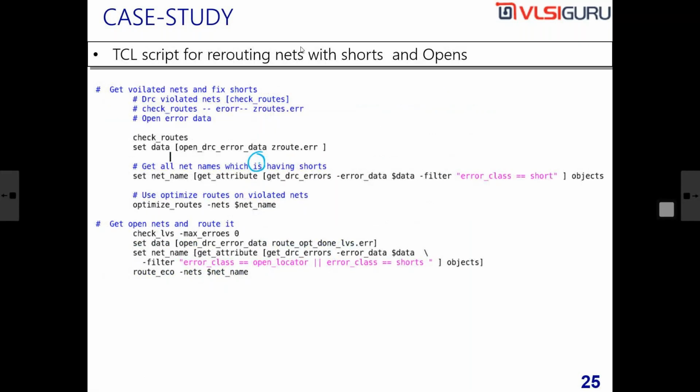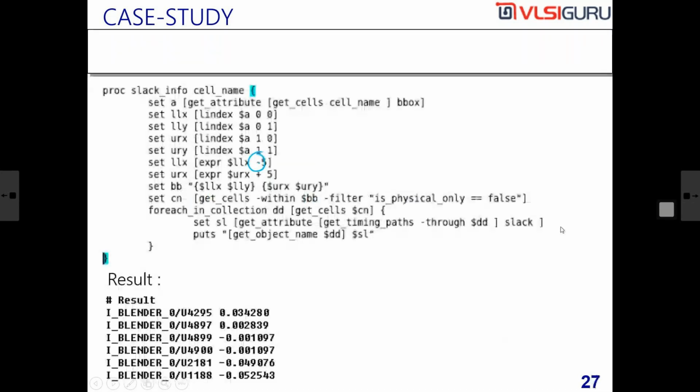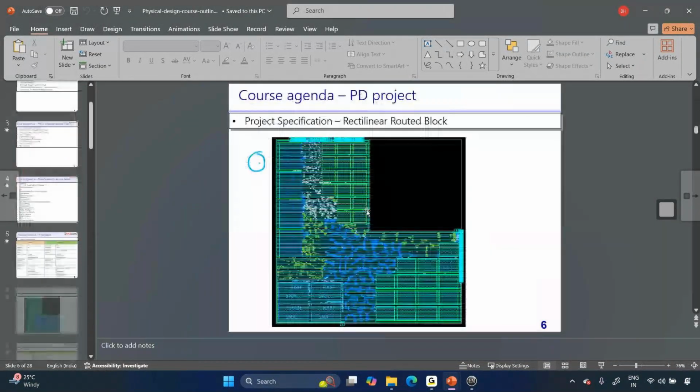So these are 6 simple examples, right? This is the program to reroute the metals which have shorts and opens. After LVS, we have shorts and opens, right? If you want to reroute, then this is a separate small program. And these are different programs to identify the slack through a cell, left side 5 micrometer, right side 5 micrometer. This is a Tcl program we have. So we have some of the Tcl programs. See, even if I explain, you will not understand; if you go through the course you'll understand. These are just examples, and whatever I have shown here is our course content.